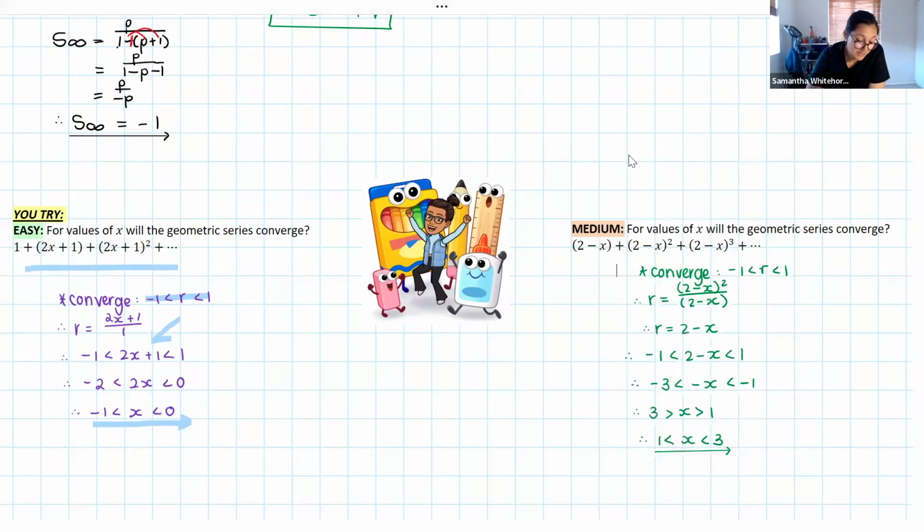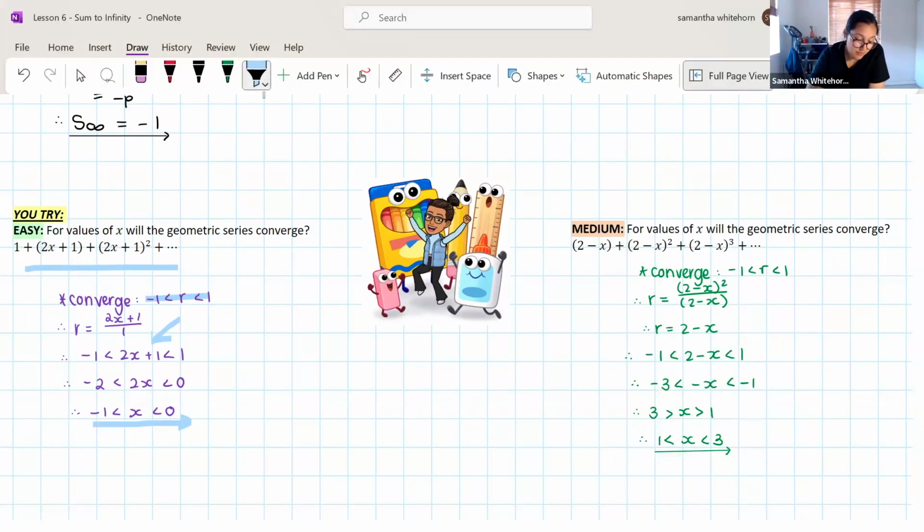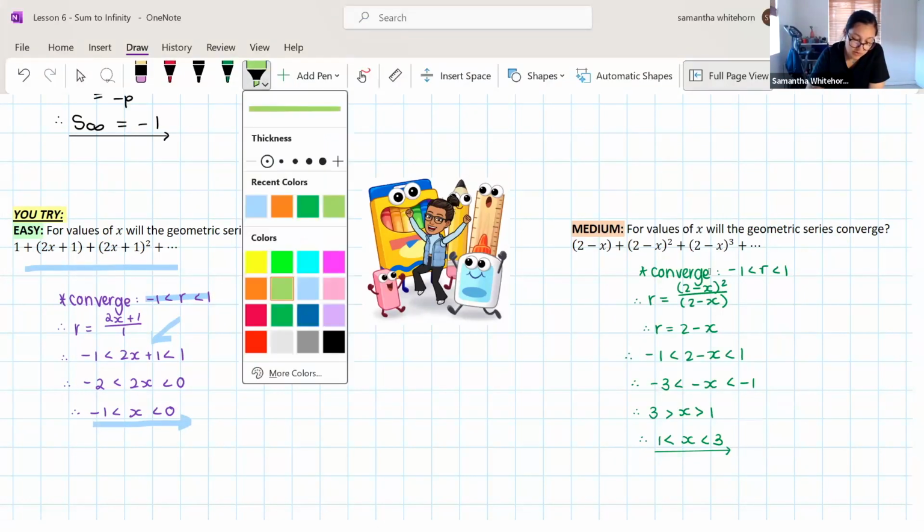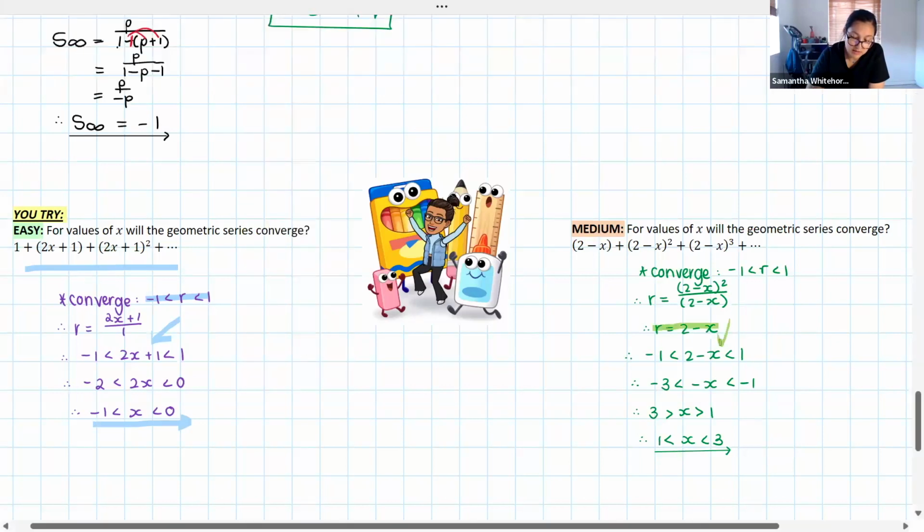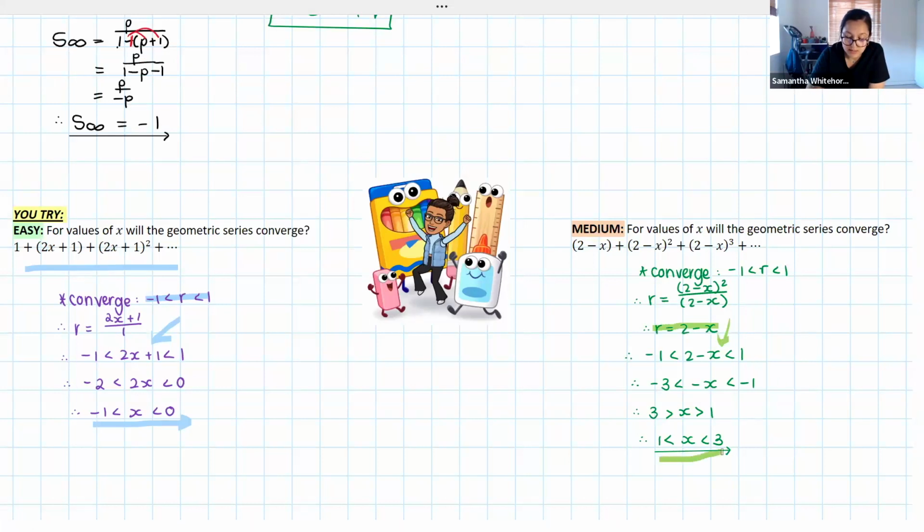If we now have a look at the slightly harder question, we had to do a very, very similar thing. What we wanted to do there again was work out r. We got that r was equal to 2 minus x, substituted into that inequality, and we got that as long as x is greater than 1 but less than 3, the series that we were given, this 2 minus x plus 2 minus x squared, etc., will converge.